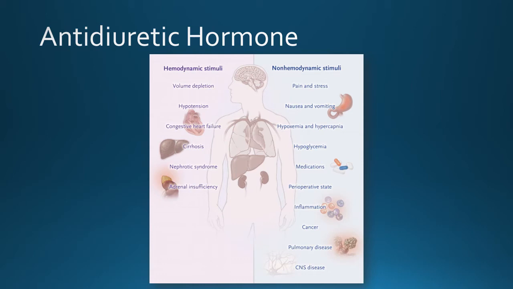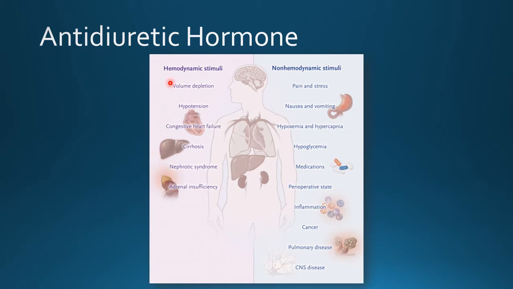So normally we think of the hemodynamic stimuli for ADH, things like volume depletion, right? Things like hypotension. That stimulates the hypothalamus, which then stimulates the pituitary gland to release ADH, and then we cause water to be retained, and hopefully that increases our blood pressure, right? Things like CHF, cirrhosis, and nephrotic syndrome can increase it as well.